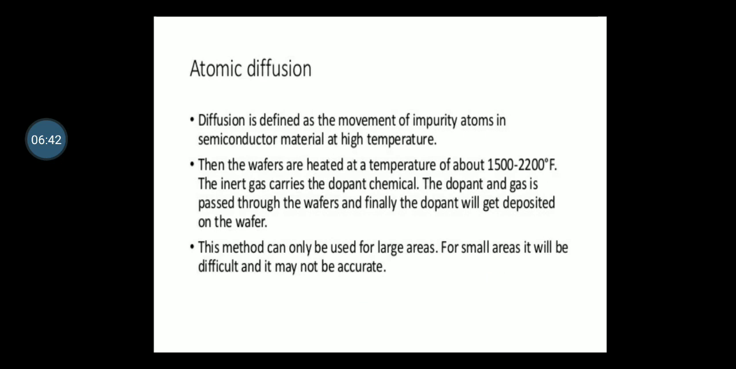Next one is the atomic diffusion. So diffusion is defined as the movement of impurity atoms in semiconductor material at high temperature. Then the vapors are heated at a temperature of about 1500 to 2200 Fahrenheit. So the inert gas carries the dopant chemical. The dopant and the gas is passed through the wafers, and finally the dopant will get deposited on the wafer. This method can only be used for large areas. For small areas it will be difficult and it may not be accurate.